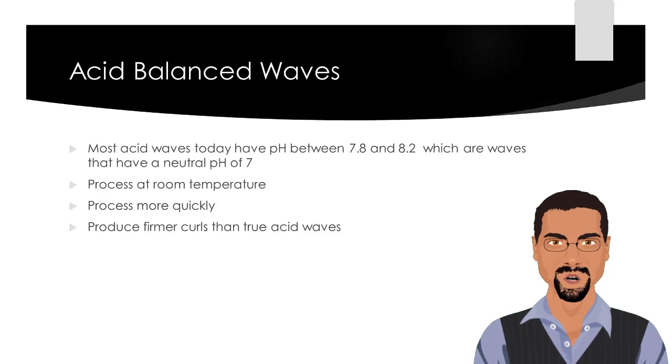In order to produce a firmer curl, and process at room temperature, acid waves have steadily improved over the years. Most acid waves found in the salons today have a pH between 7.8 and 8.2. Modern acid waves are actually acid-balanced waves. Because of the slightly higher pH, acid-balanced waves process at room temperature, and do not require an outside heat source.